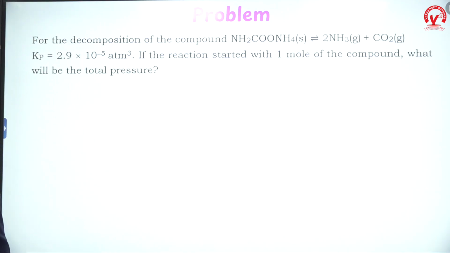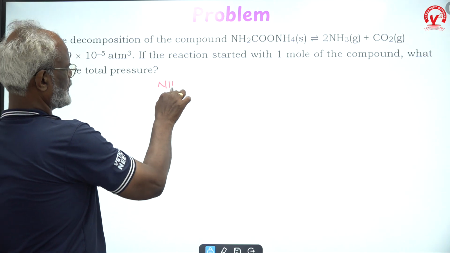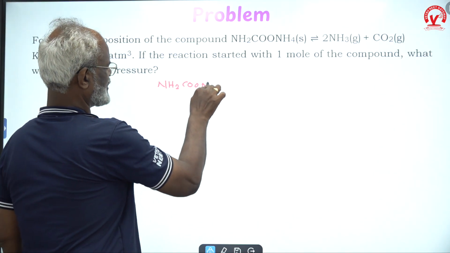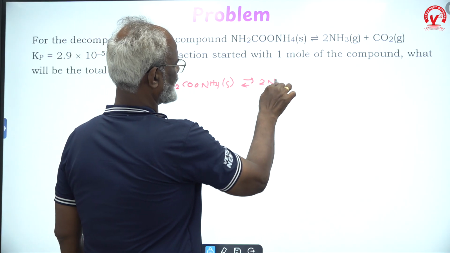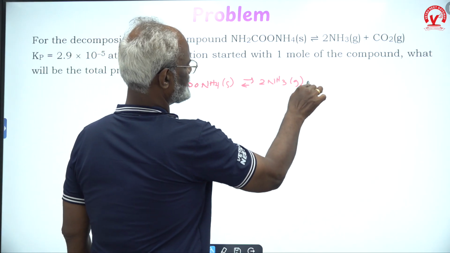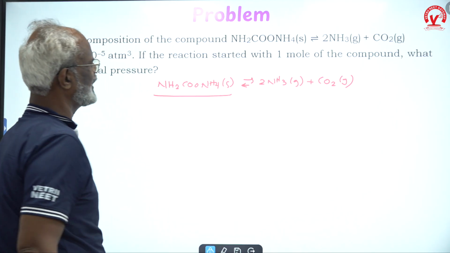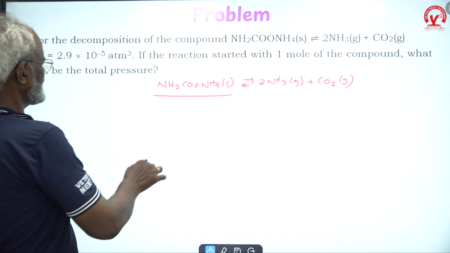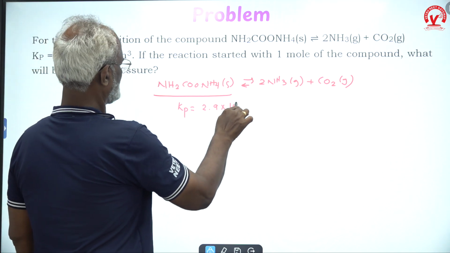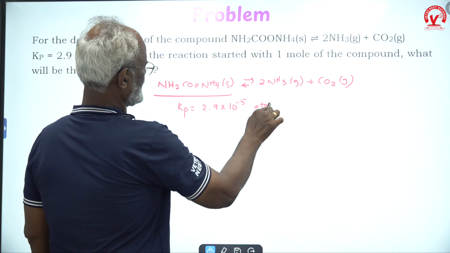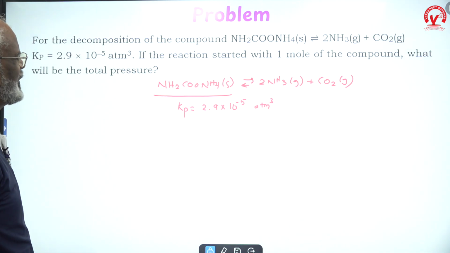We'll try to do one more problem. For the decomposition of the compound NH2COONH4, solid, reversibly gives 2NH3 gas plus CO2 gas. Please note that the reactant is a solid. The Kp value is given. Kp is 2.9 into 10 power minus 5 atm cubed. If the reaction is started with 1 mole of the compound, what will be the total pressure?